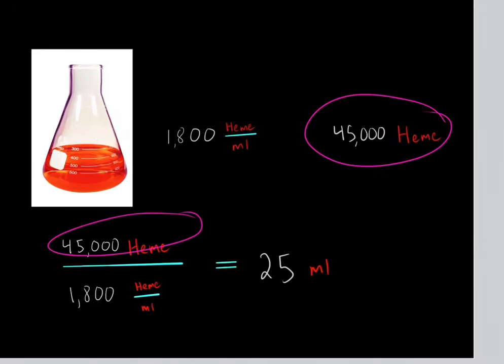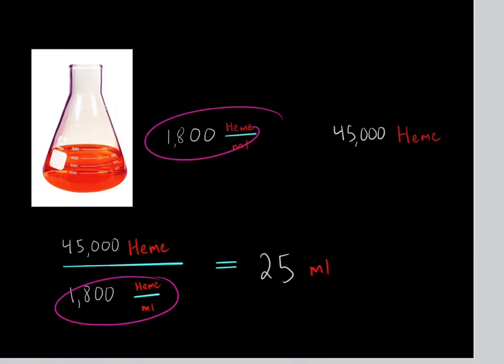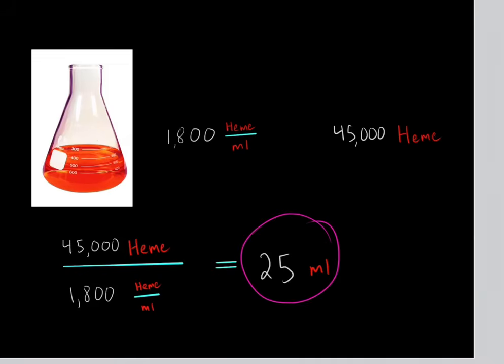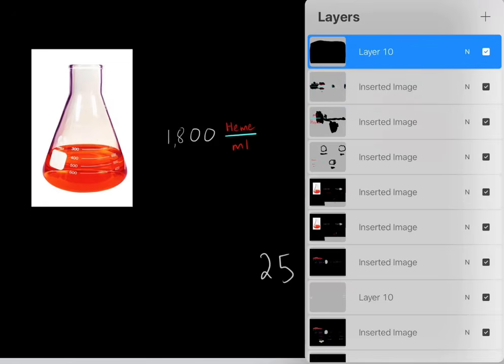So that's all we have to do. We take this guy and divide it by this guy, and we know that will give us the units we want, so that will give us the answer we want. So we just take 45,000 heme molecules and divide it by 1,800 heme molecules per milliliter, which is the concentration, and that will give us 25 milliliters.